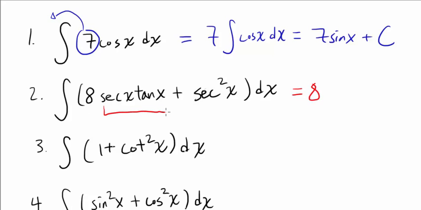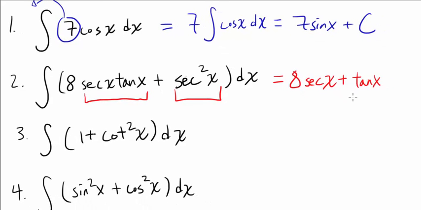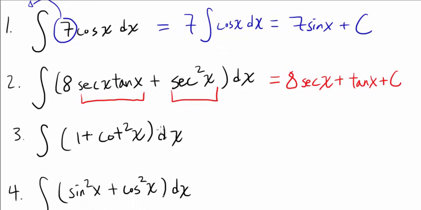Integral of secant of x tangent of x, what do you have to differentiate to get secant of x? That's secant of x. Plus, what do you have to differentiate to get secant squared of x? That's tangent of x. So the answer is 8 secant of x plus tangent of x plus c.